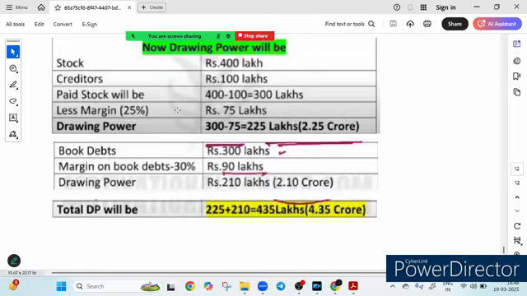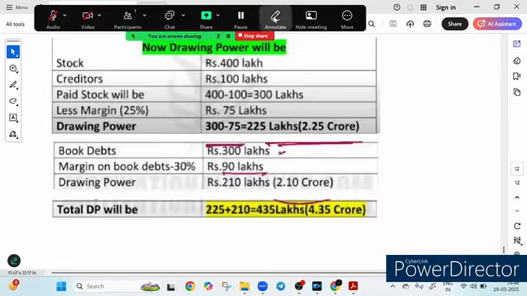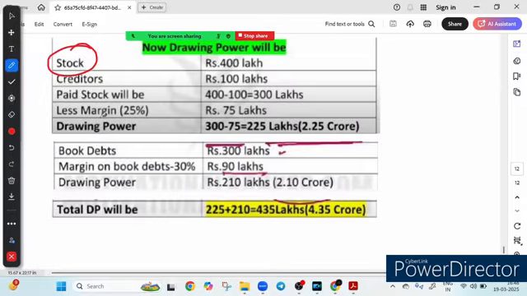This is done on a monthly basis. Whenever you submit the stock statement, the bank sees the stock, the bank sees the book debt, and does this calculation and decides the drawing power, and they ensure that the maximum credit which is allowed stays within the drawing power, right?